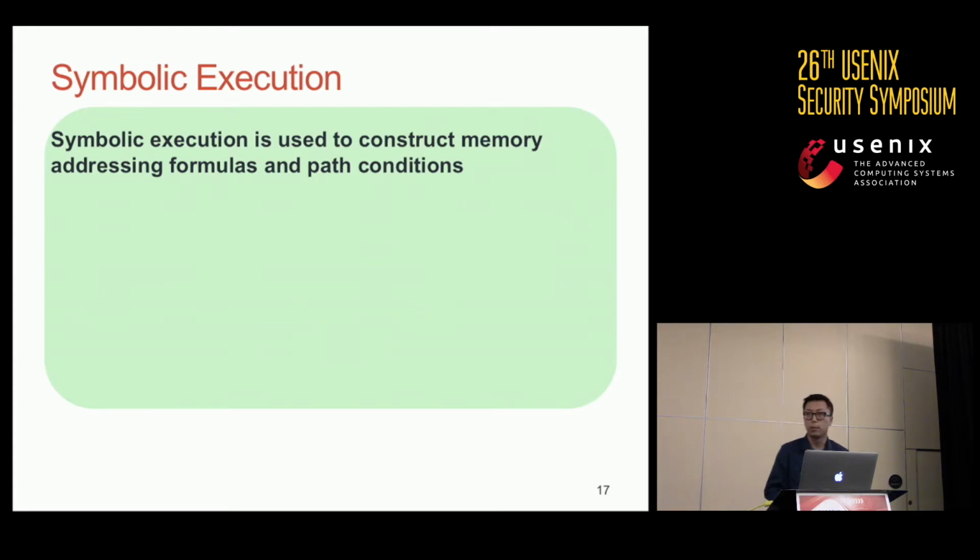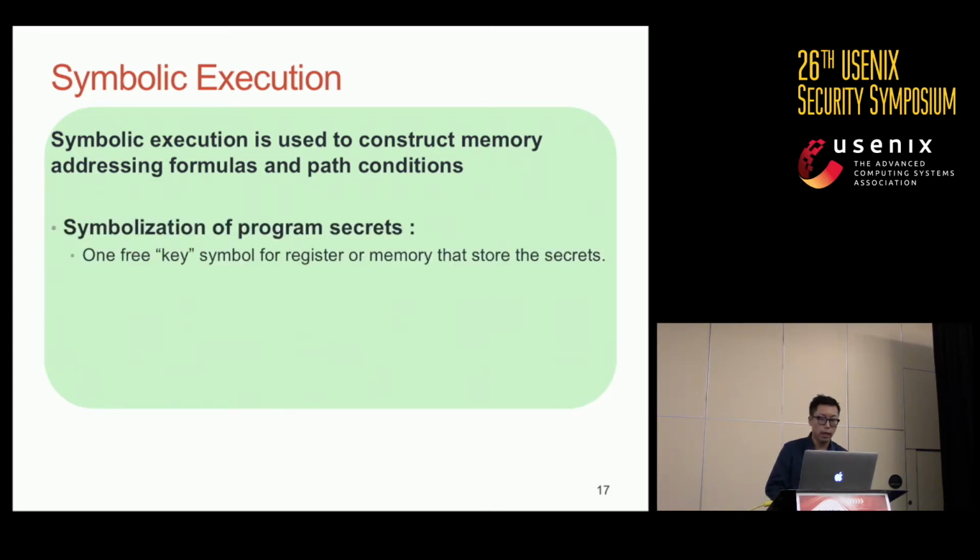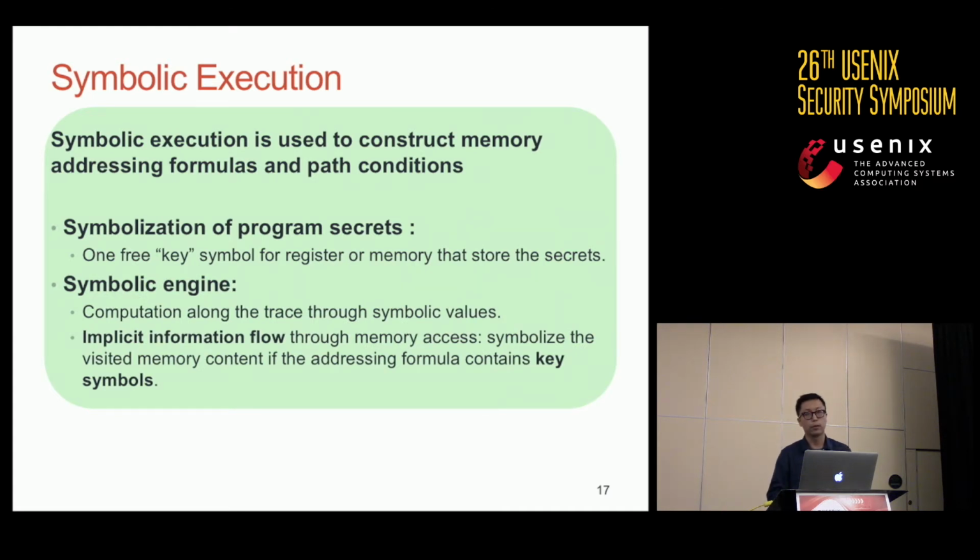So this is for the symbolic execution, where we utilize it to construct the memory access formulas and also path conditions. We start by symbolizing the program secret, no matter whether it is in memory or registers, into some key symbols. And what we can do is to perform the symbolic execution along the trace on the tainted instructions. Here we also capture the so-called implicit information flow.